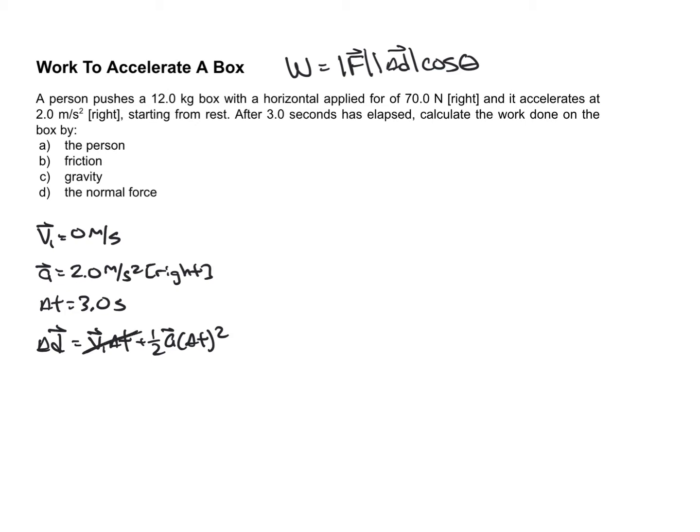V1 is 0. That whole term becomes 0. So I'll substitute the values in now. Mental math works for this one. This gives me 9 meters to the right. So I have my displacement.